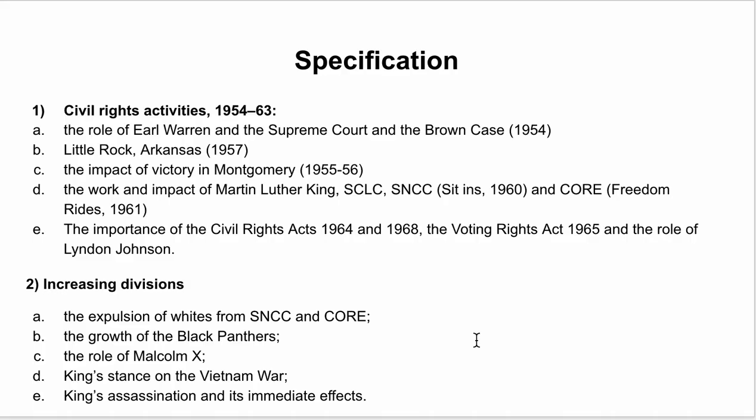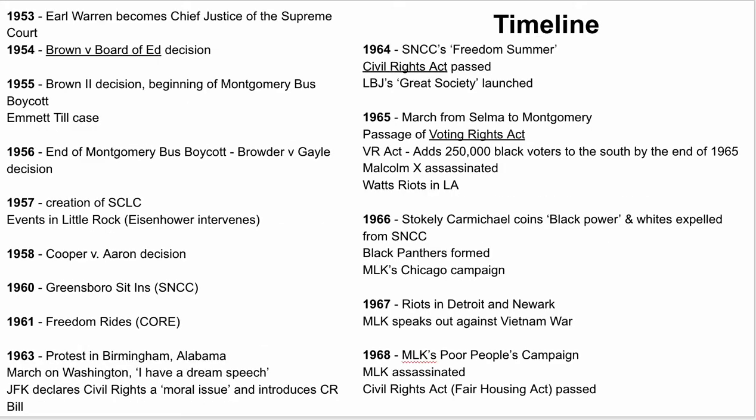In 67, you have Martin Luther King speaking out on the Vietnam War, which really severs ties between the movement led by MLK and Lyndon Johnson and the Johnson administration. Johnson doesn't want to hear it and is critical of Martin Luther King speaking out on the Vietnam War. 68 is the assassination of Martin Luther King, which leads to widespread rioting across the US, particularly in northern cities and ghetto areas.